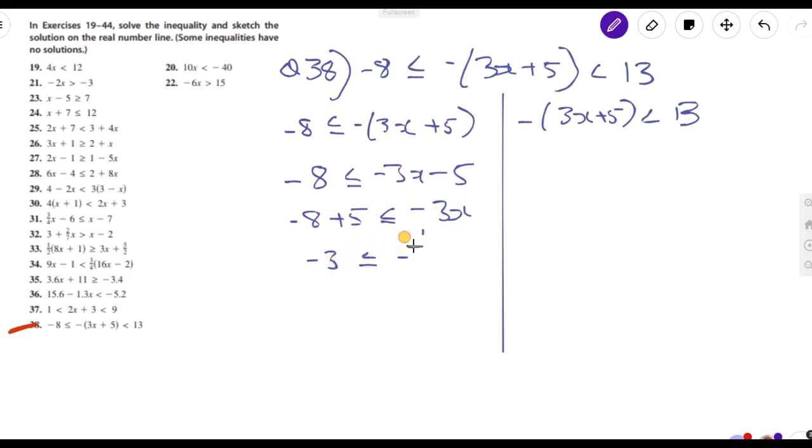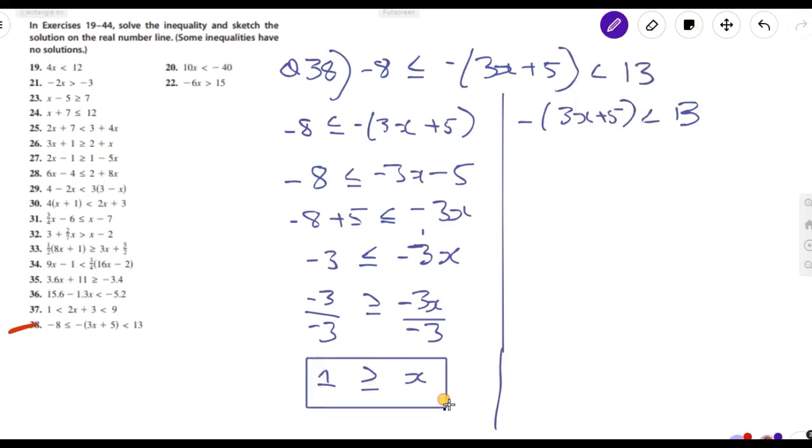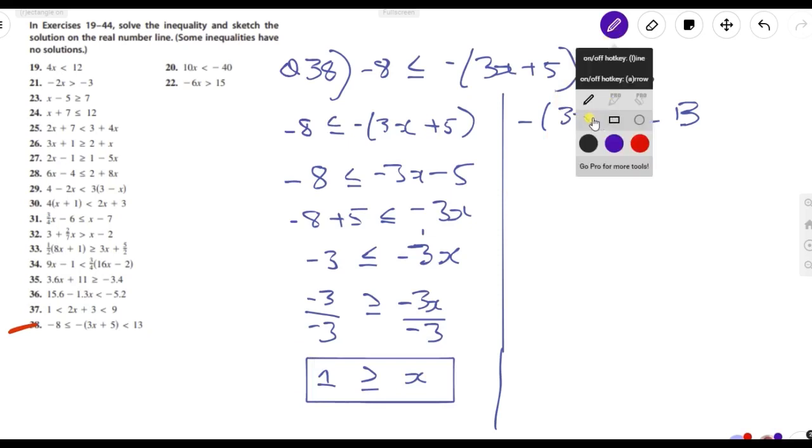If I divide both sides by my -3, the sign reverses. So it is 1 is greater than or equal to x, just like that. Okay, and I'm going to close this in a box, and now I'm going to come to the next part of the inequality.